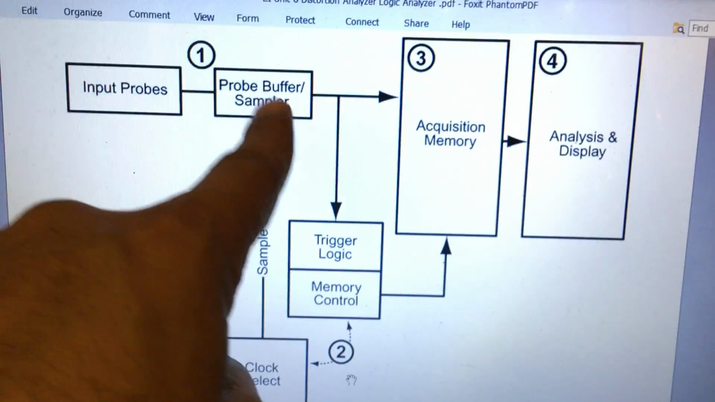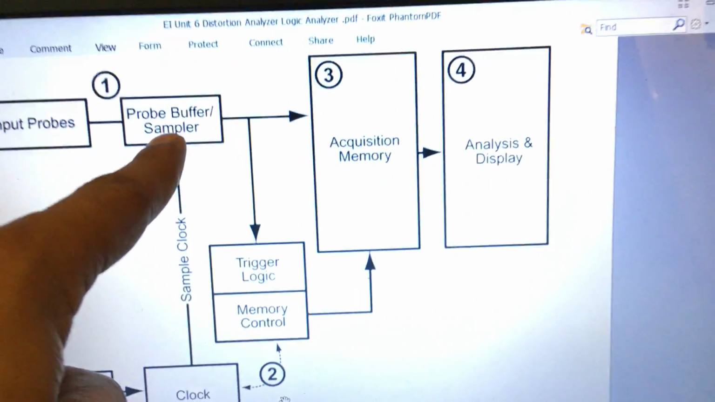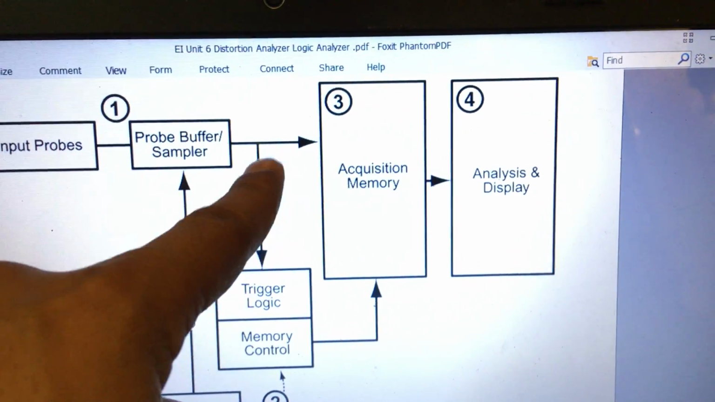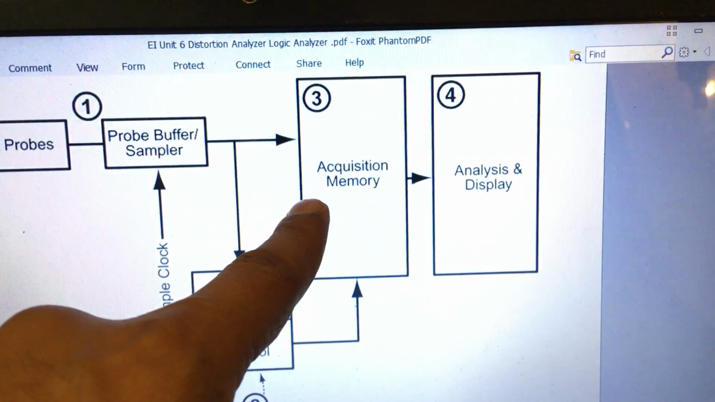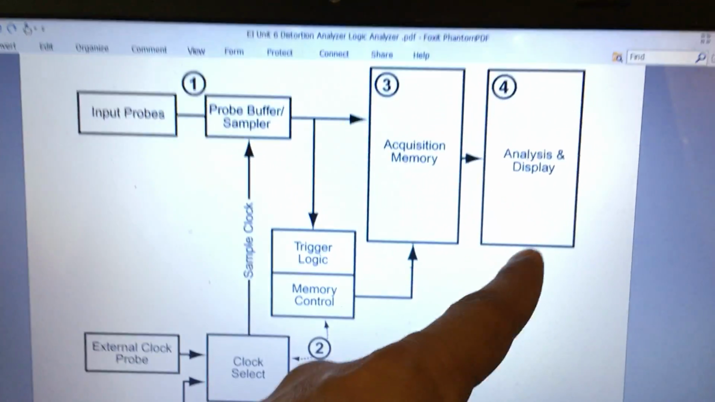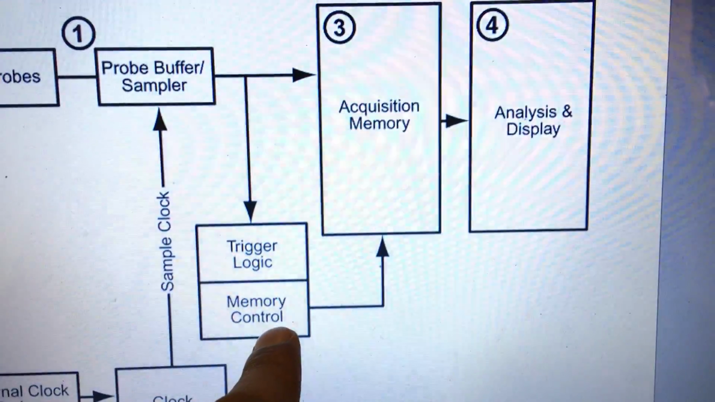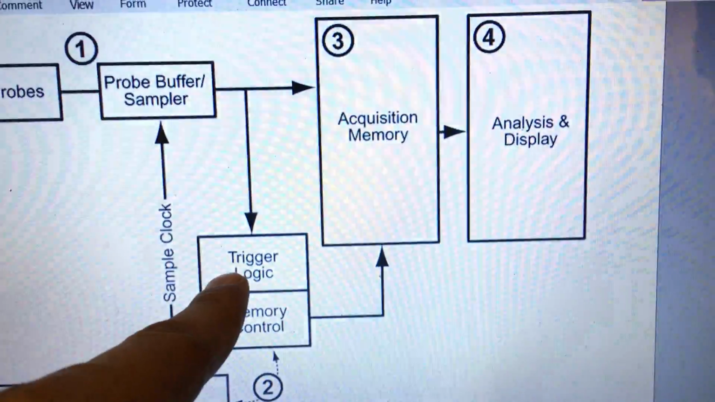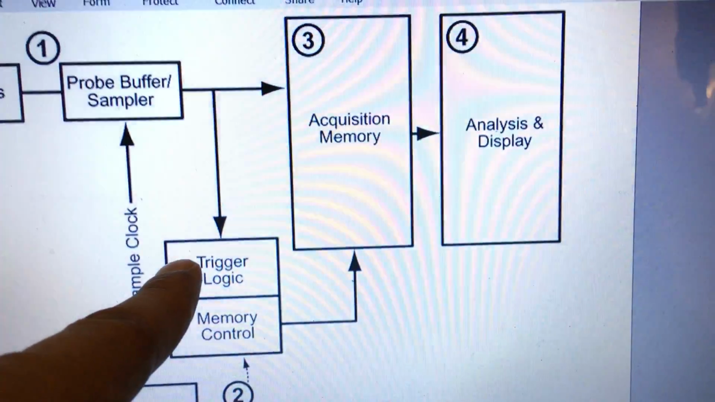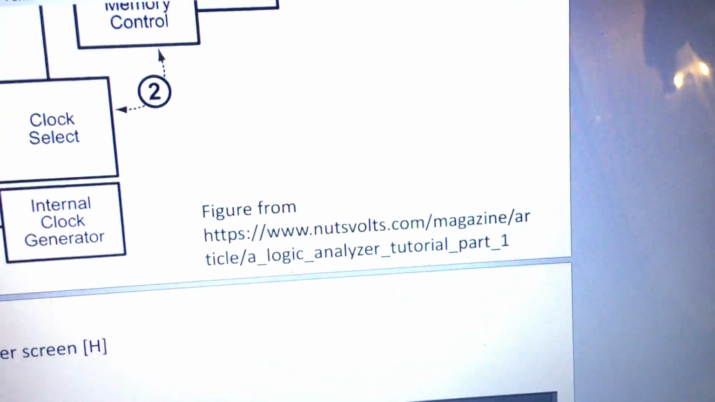Oscillator source, so you can choose the sampling, and then the output of the probe is given simultaneously to the acquisition memory. So the data at multiple lines will be stored in the memory, and further they are given for analysis and display, or maybe for recording as well. So the associated memory has memory control, and there is some triggering logic as well, because we want to see multiple waveforms at some specific time. So this is the simplified diagram of logic analyzer.